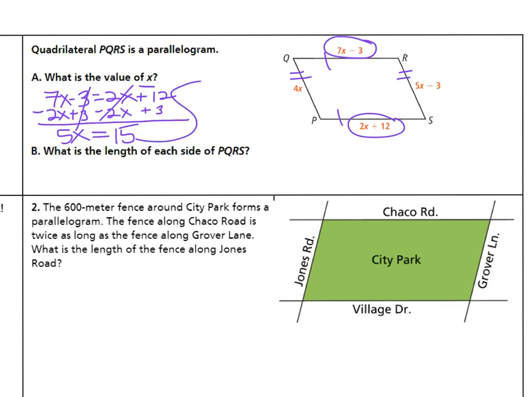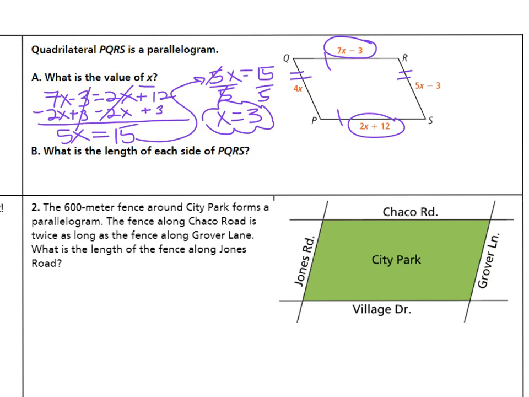To get x by itself, I kind of ran out of space here. I'm going to simply divide both sides by 5. 15 divided by 5 is 3. There we go. There's our answer for the first question. Had we set the left side equal to the right side, we would have gotten the same result for x.